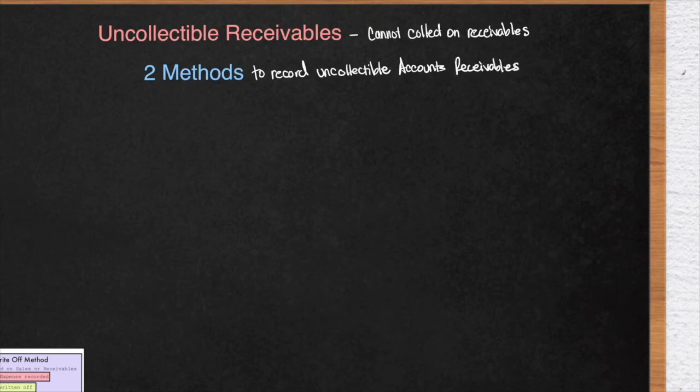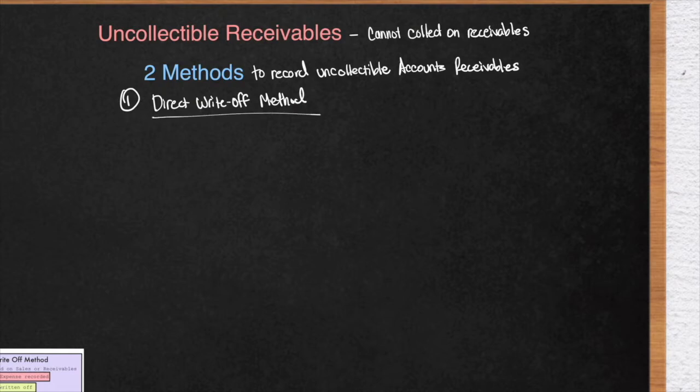The reason why we want to record the uncollectible receivable is because we do not want the account that we were originally expecting to receive money from to stay open. So we have to write off the uncollectible receivable. Again, there are two methods to do this. The first way is called the direct write-off method.